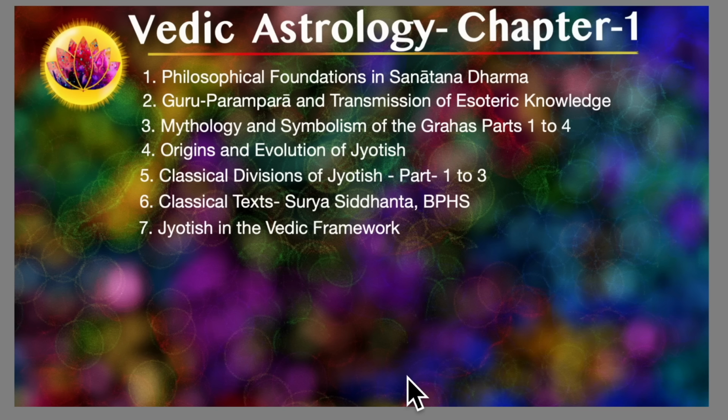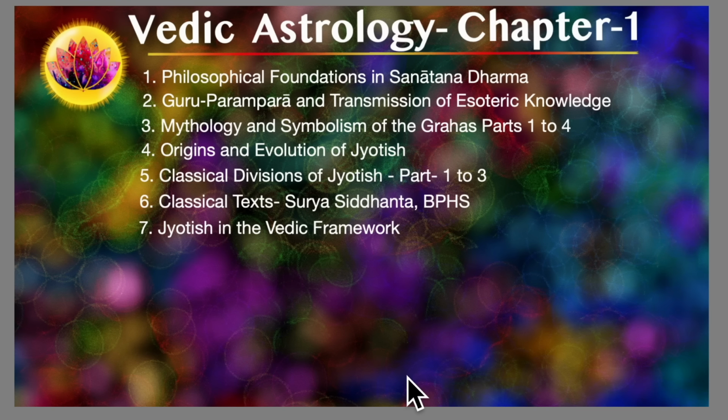The sixth part of chapter 1 is classical texts: Surya Siddhanta and BPHS, or the Brihat Parashara Hora Shastra. But these classical texts in and of themselves can become a whole podcast series. So I've covered just an introduction to that, a few lines of it. It is like trying to cover the entire Webster dictionary in a few lines. So it doesn't do any justice, but it gives a beginning point of appreciation of how deep this science exactly goes. Okay. The last part is Jyotish in the Vedic framework.